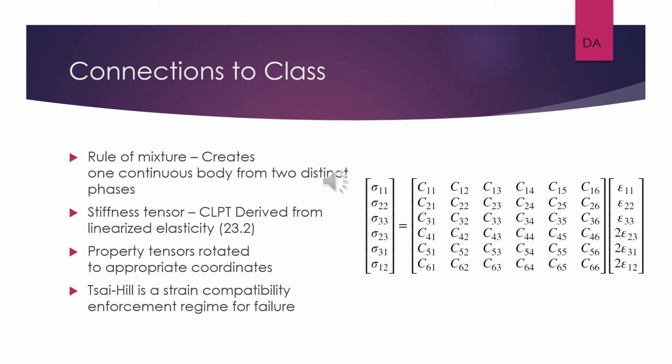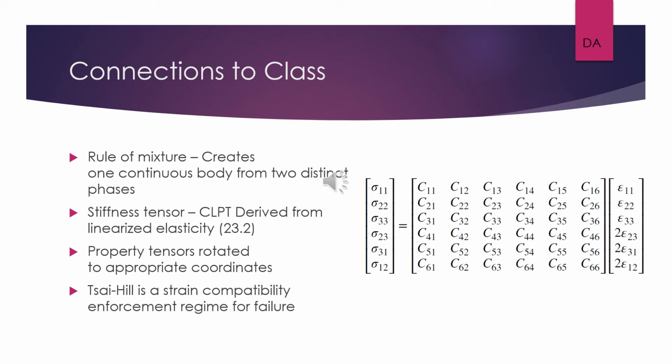So the first connection we see is that we use the rule of mixture, which allows us to create one continuous medium so that we can then analyze it with continuum mechanics as opposed to 2 distinct phases. Most of the math for composite laminate theory is derived from the linearized elasticity general equations from chapter 23.2, which you can see on the right. Although we are taking these C property tensors and rotating them using transformations like we learned in class to see the appropriate coordinates for each layer and then summing them.